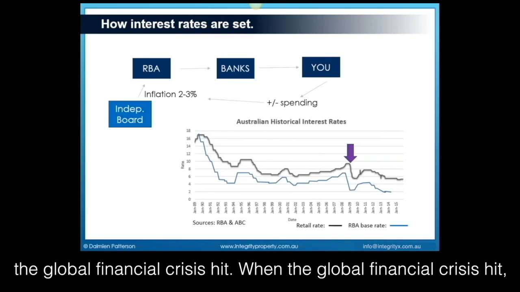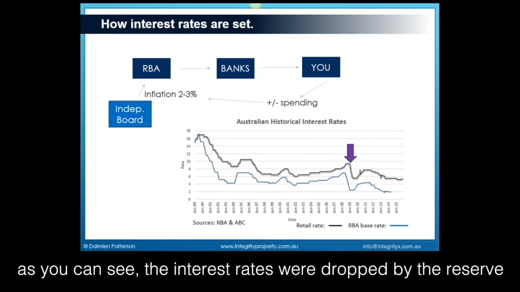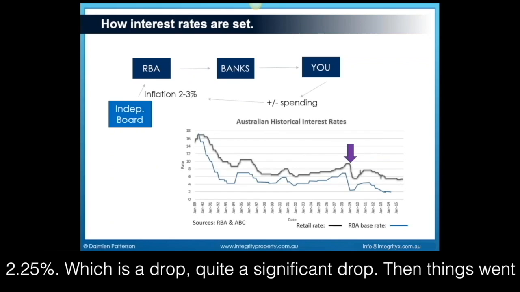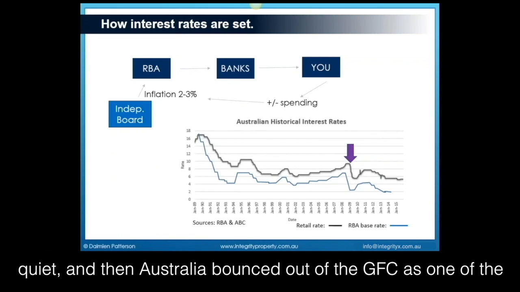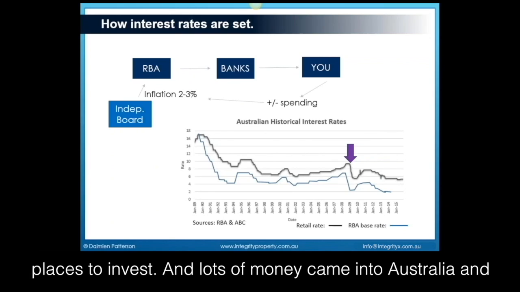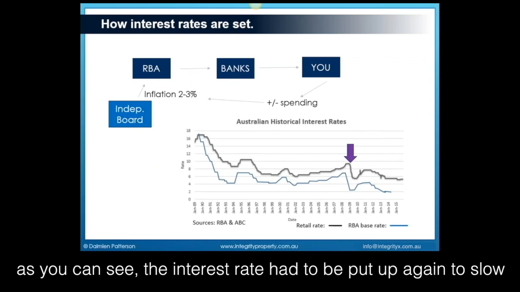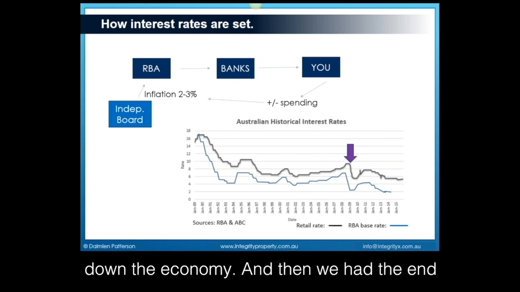But then the global financial crisis hit. When the global financial crisis hit, as you can see, the interest rates were dropped by the Reserve Bank from what was about a 6.5% base all the way down to 2.25%, which is quite a significant drop. Then things went quiet, and then Australia bounced out of the GFC as one of the places to invest. And lots of money came into Australia, and we saw a mining boom, and we saw booms in other areas. And as you can see, the interest rate had to be put up again to slow down the economy.